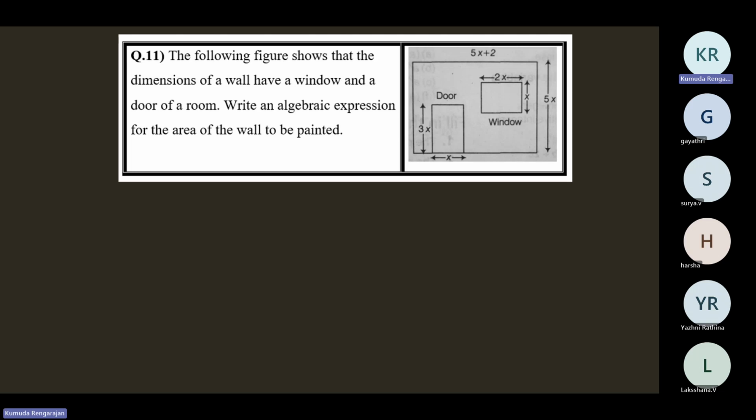The following figure shows the dimensions of a wall. So what are the dimensions of the wall? What is the length of the wall? The length of the wall is 5x plus 2 units, and the breadth of the wall is 5x units. Now on the wall, there is a door and a window, and you can see the dimensions of the door and window. Write an algebraic expression for the area of the wall to be painted.